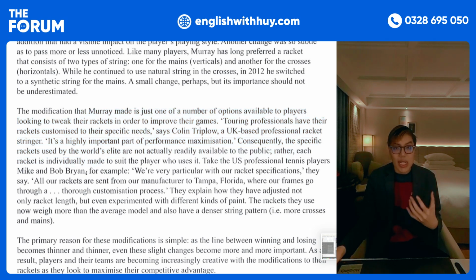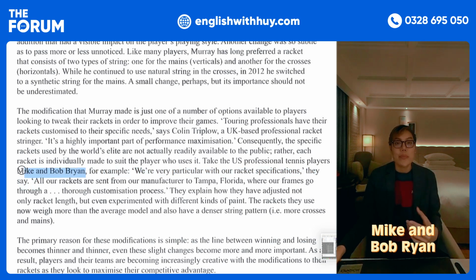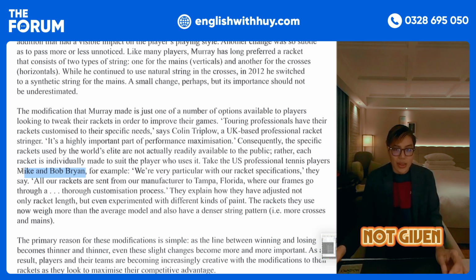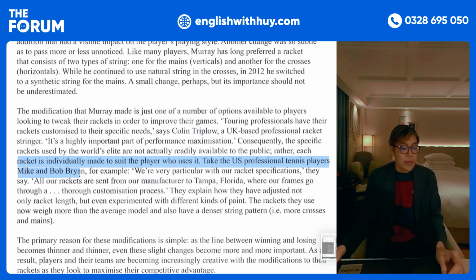And then you hit the phrases Mike and Bob Ryan. So you want to stop there, and the answer to the third question would be not given. And then when you see here, immediately you don't care about any other piece of information. You would immediately want to look for the weight of their rackets.